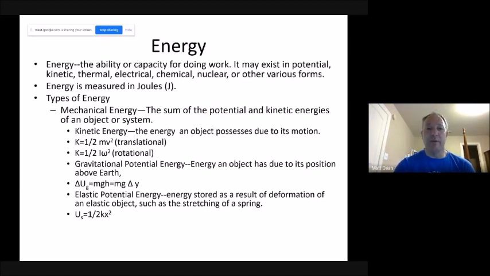Types of energy we'll talk about in this course. First of all, mechanical energy. Mechanical energy is the potential energy plus the kinetic energy. You need to make sure you know that definition because they ask a lot about mechanical energy on the AP Physics 1 exam. It is the sum of the potential and the kinetic. It doesn't include thermal or any of those other kinds of energies. It's simply potential, kinetic, the sum of those two together.